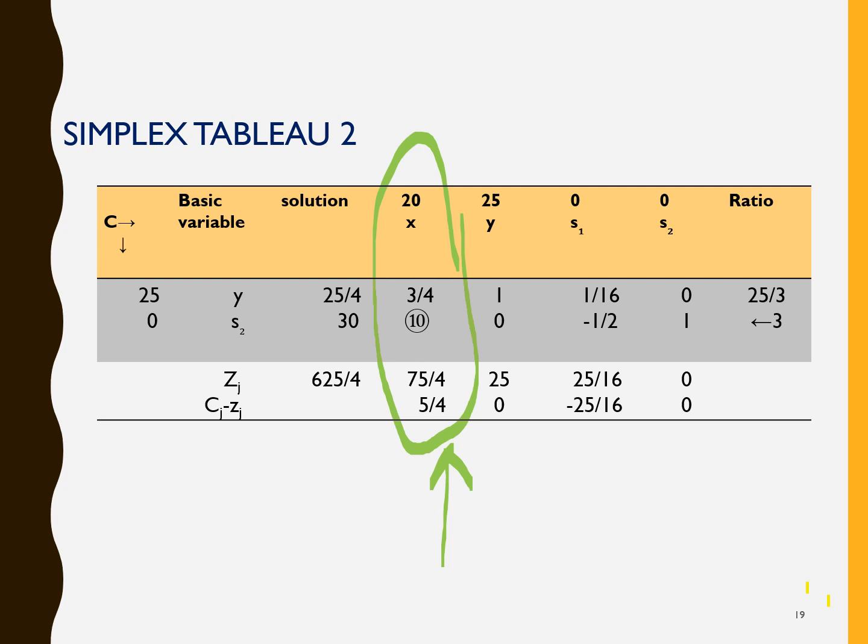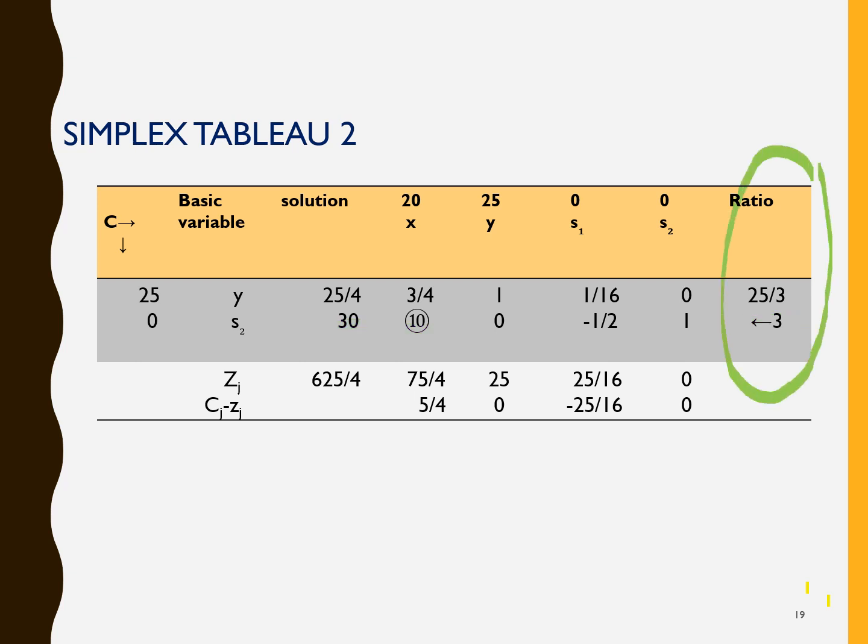Since this is the key column, we can easily find out the ratios. The ratios are determined as a ratio of solution column and the key column. We repeat this exercise. 25 by 4 divided by 3 by 4, that makes a total of 25 by 3. Similarly, it's 30 divided by 10, a total of 3. So now the next step is to find out the least of the ratio. The least of the two would be 3 certainly.